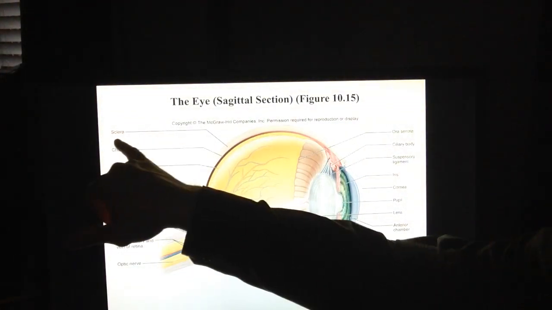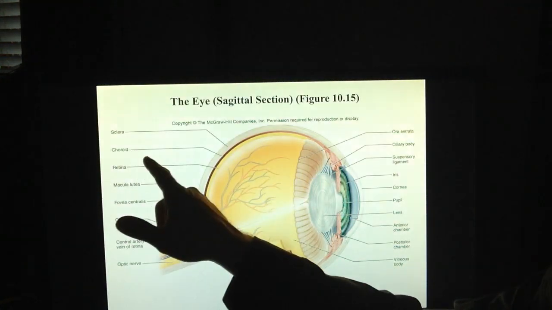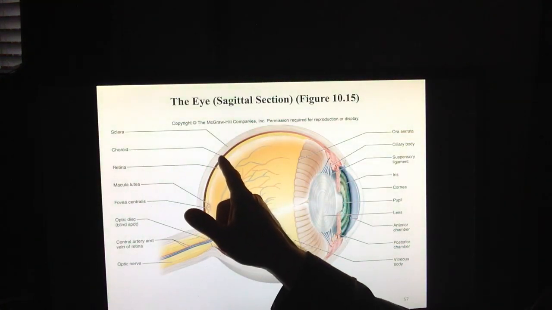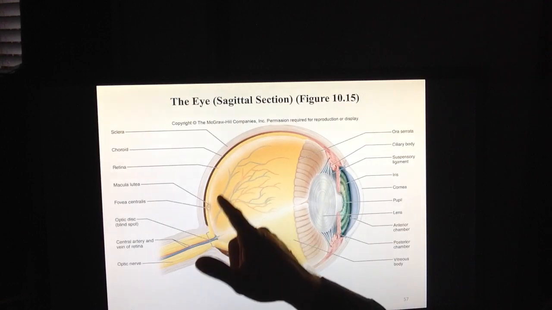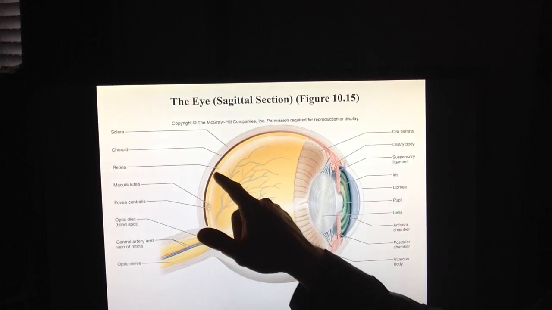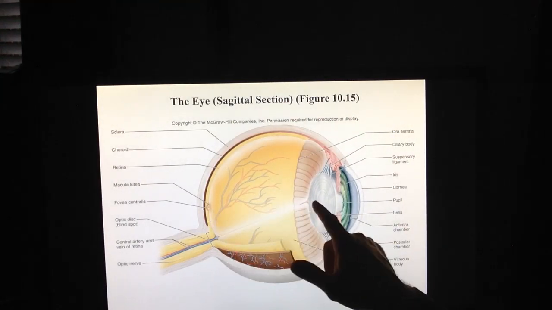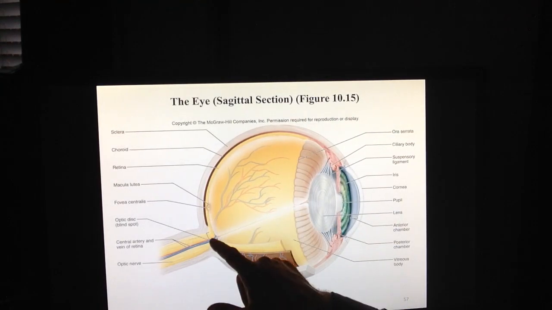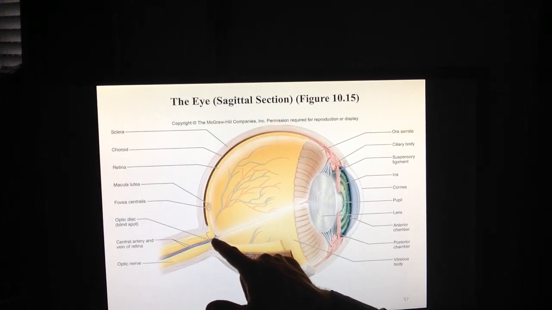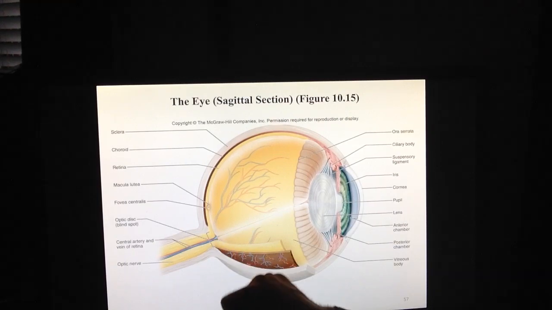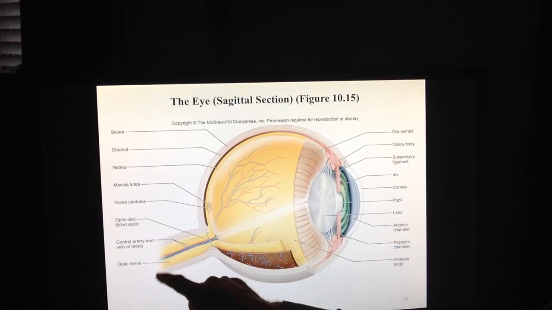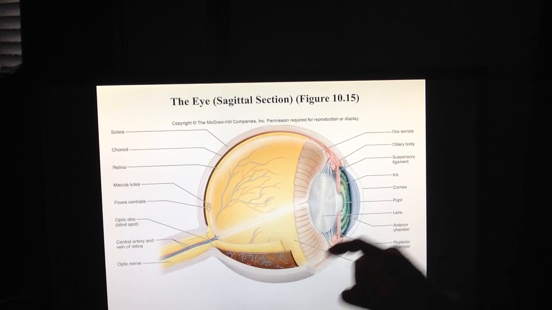The sclera is the connective tissue fibrous layer. The choroid is the vascular layer, the middle layer. And the retina is the innermost layer; the blood vessels are in the choroid. The retina has the photoreceptors. There's that fovea centralis directly behind the lens. The optic disc has no photoreceptors, just blood vessels, so there's no vision there. And then the optic nerve goes back to the occipital lobe where vision happens.